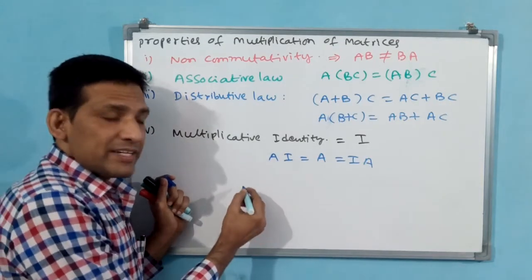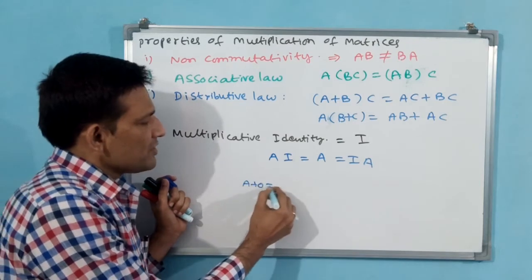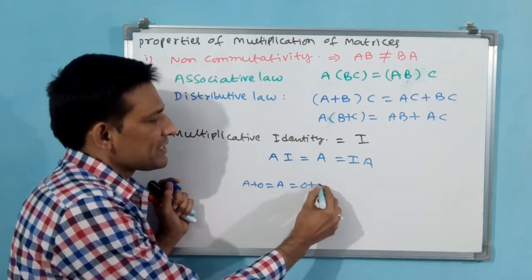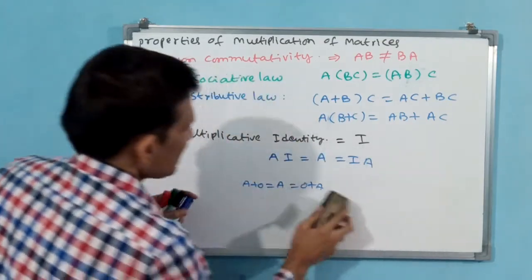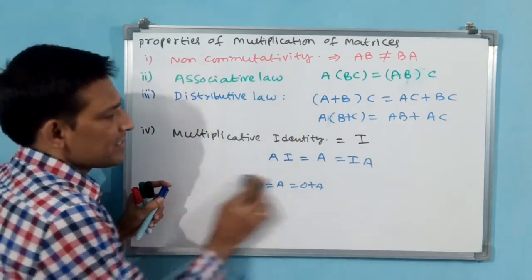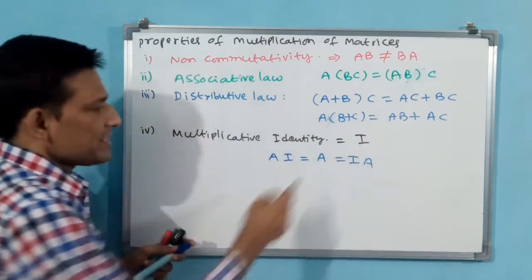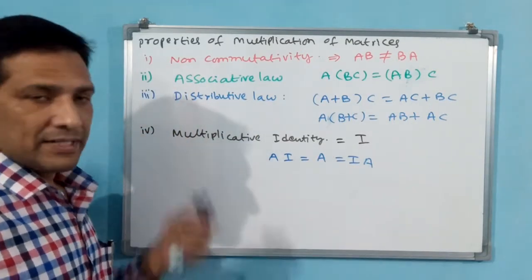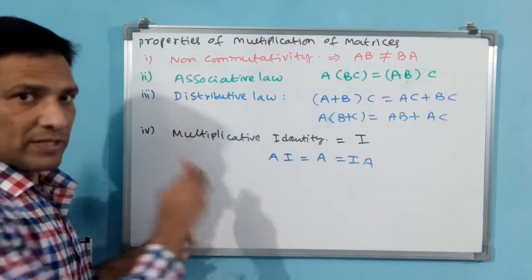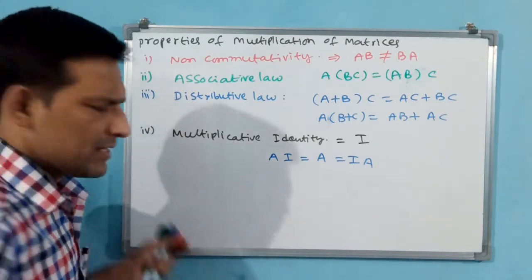For additive identity, what were we writing? A plus O is equal to A, that is equal to O plus A. Same like that, we have written multiplicative identity also. There 0 is the additive identity; here the multiplicative identity is I. We will take one practical example. This proof, or we can say verification, we can give now itself.